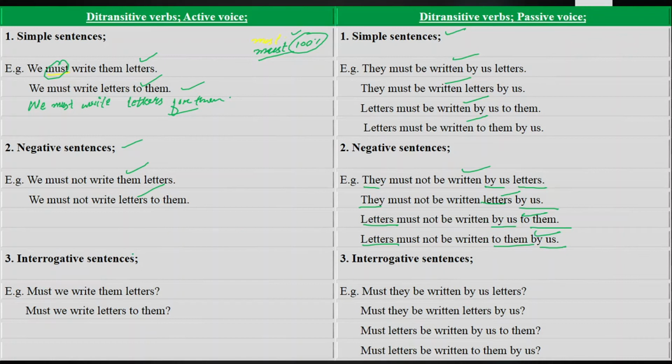Next we have interrogative sentences, those sentences in which we ask questions and put queries. Must we write them letters? Must we write letters to them? Must they be written by us, letters? Must they be written letters by us? Must letters be written by us to them? Must letters be written to them by us?